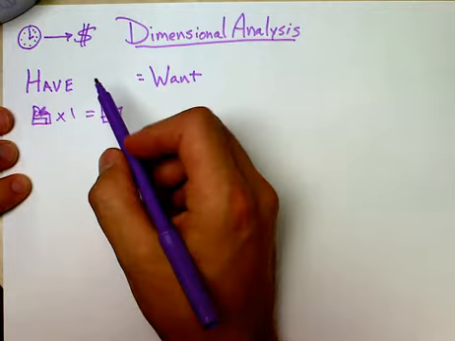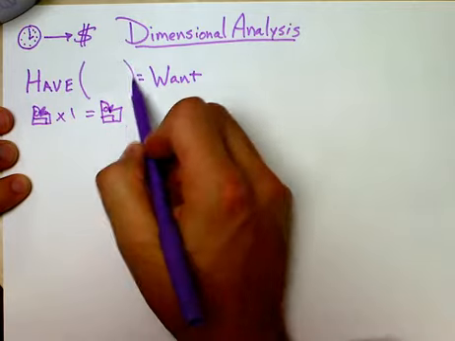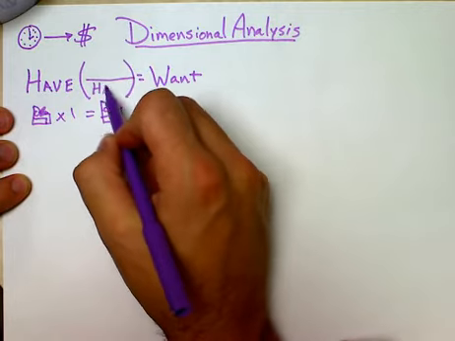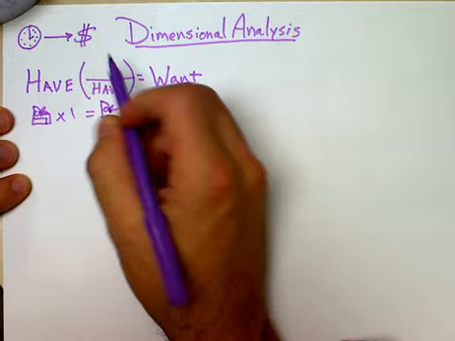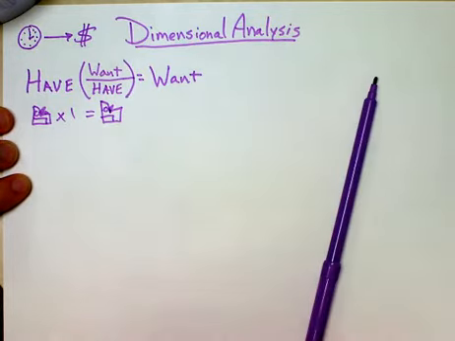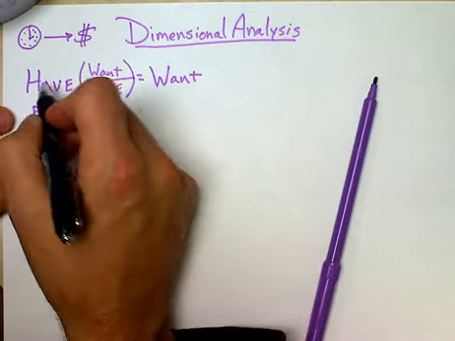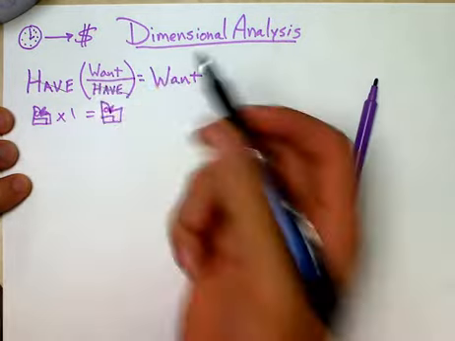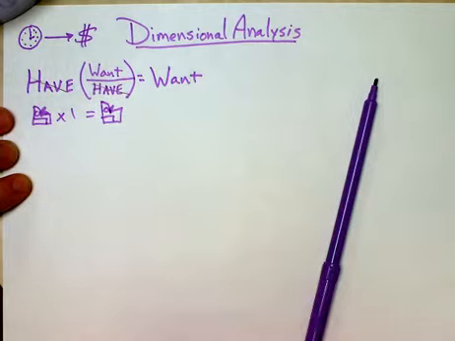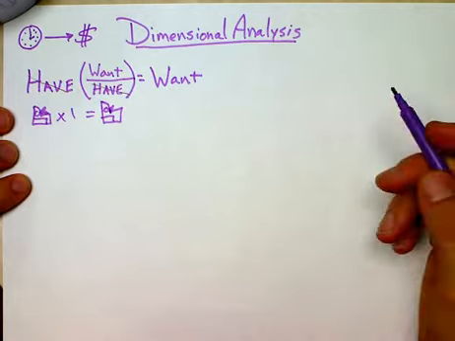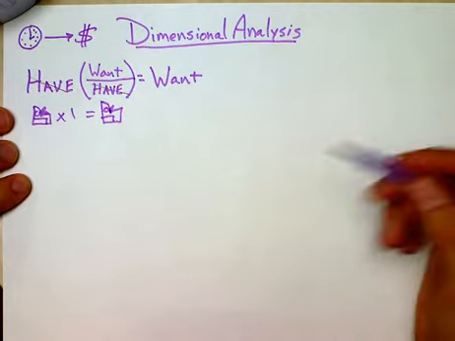So the fraction goes like this. If we can find a fraction that is 1, where what we have is on the bottom and what we want is on the top, well, as it turns out, it should be okay because "have" on top and "have" on bottom, they cancel out, and you're left with what you want, or at least that's the theory. So how do we actually apply this?